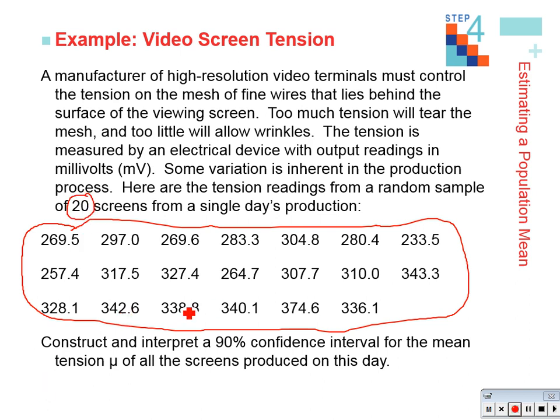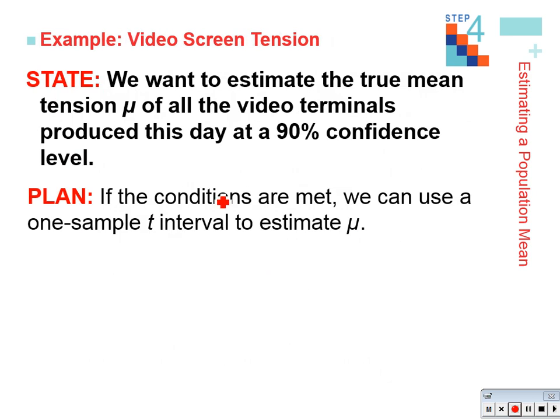So we'll just run through this in sort of a four-step process, and then I will show you how you can get the confidence interval for something like this on your calculator. So the state part of this, we would say that we want to estimate the true mean tension of all the video terminals produced this day at a 90% confidence level. Remember, in the state part, you want to state what it is you're estimating and at what confidence level you're going to estimate.